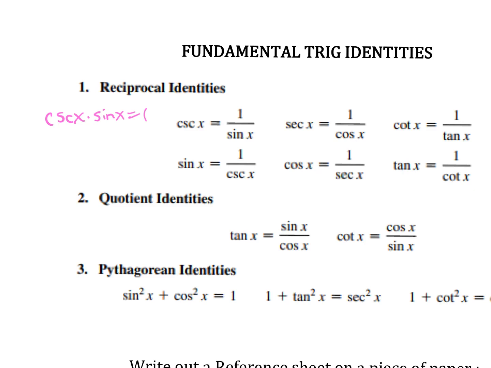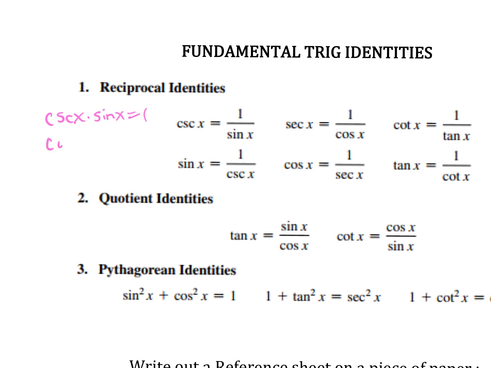There we go. So cosecant of x times the sine of x is equal to 1 because we know they are reciprocals, right? A number times its reciprocal is going to be equal to 1. So an alternative form for that first set of identities would be cosecant of x times the sine of x equals 1.